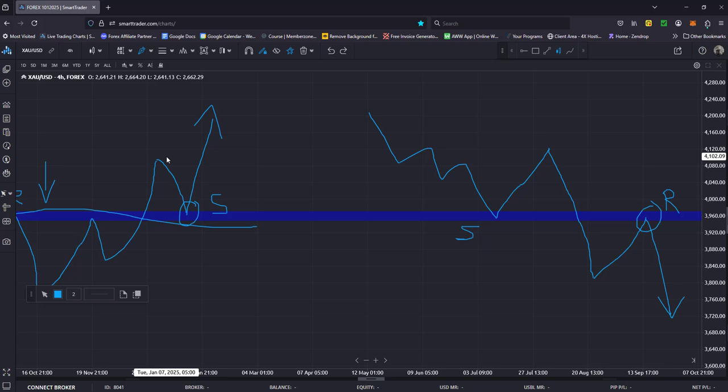That confirmation comes when the bears pull the market down, but we realize they become exhausted because they don't have enough energy to just continue pulling the market down. We come to this area and we start to see bullish confirmation. That's where we want to enter the market to buy, to go up.